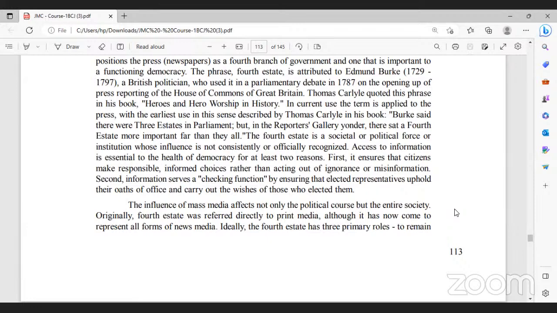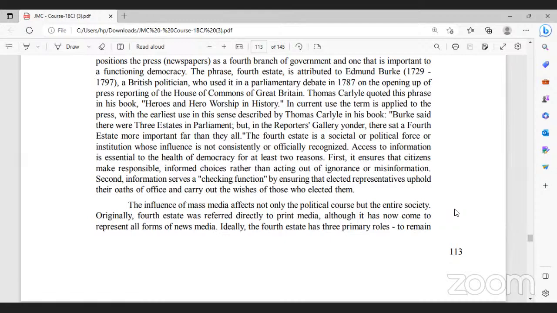The first being to ensure that citizens make responsible, informed choices rather than acting out of ignorance or misinformation. Then second, information serves as a checking function. So the first one is about where the fourth estate works essentially as a responsible and informed source for the society, so that the society is not ignorant or misinformed.